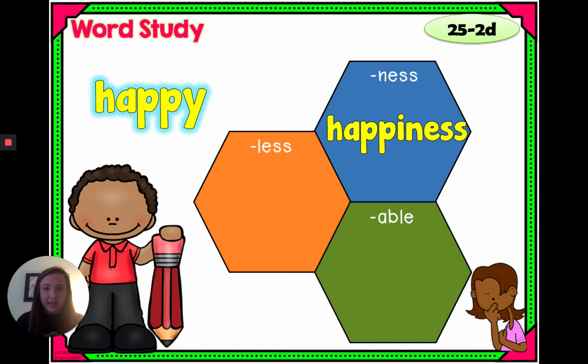What do you notice happened to the word happy when we added the suffix ness, which is the condition or state of having? What do you notice happened to the word when we changed it from happy to happiness? Good. You might have noticed it dropped the Y and added I before they added the suffix ness. Remember, oftentimes when a word ends in a Y, we drop the Y before we begin to change the word. Happy, happiness.